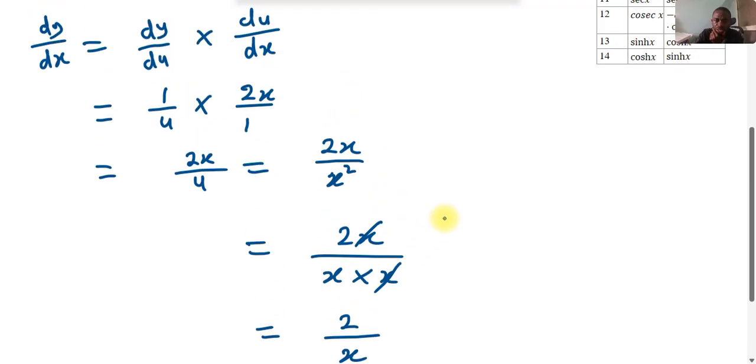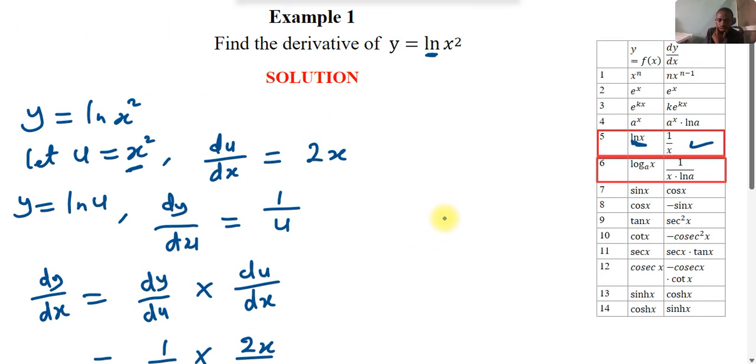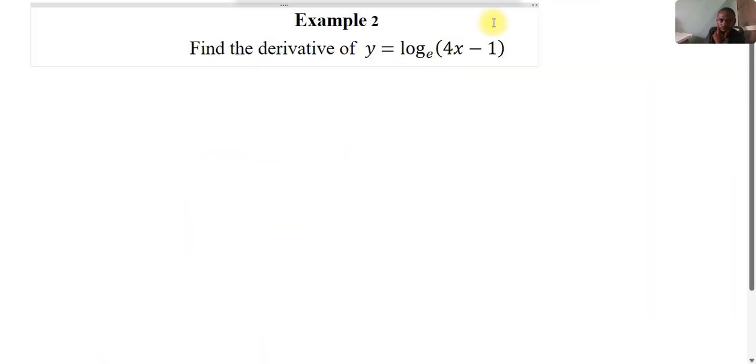All right, so we move to the next one, Example 2 quickly. Now we have y equals log of (4x minus 1) base e. So I have to take the derivative of this function.